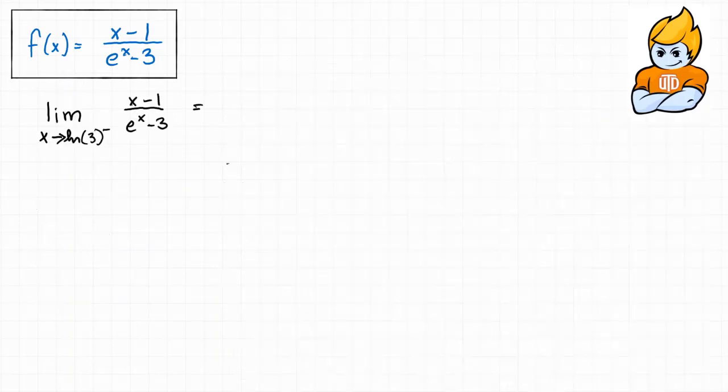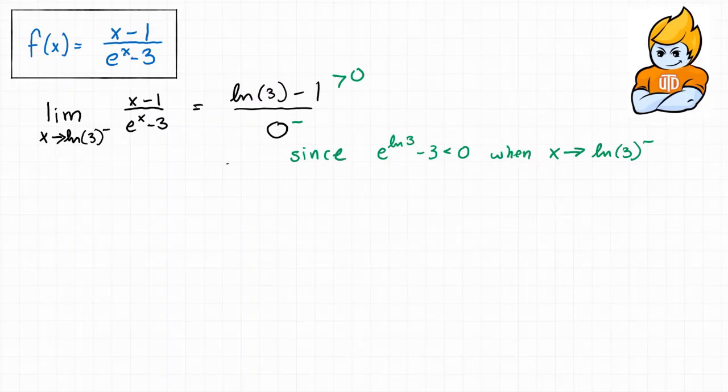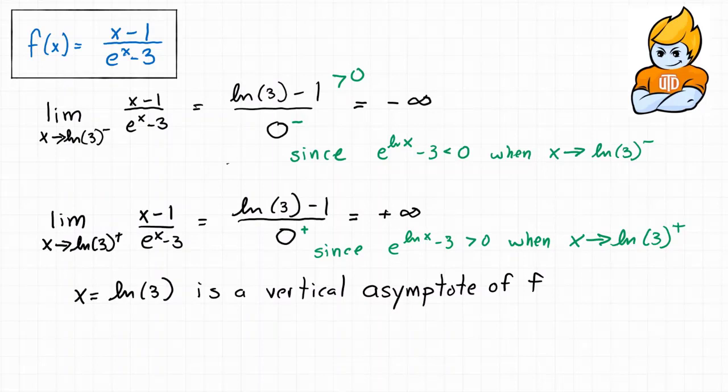We can now easily calculate the infinite limits. The numerator goes to log 3 minus 1, which we found was positive. The denominator goes to 0 from the negative side. Positive number divided by a negative 0, so to speak, gives us negative infinity. Letting x approach log of 3 from the right-hand side, we again get a positive numerator, and the denominator goes to 0, but from the positive side this time. So we get positive infinity. x equals log 3 is a vertical asymptote of f, since at least one of the one-sided limits was infinite.